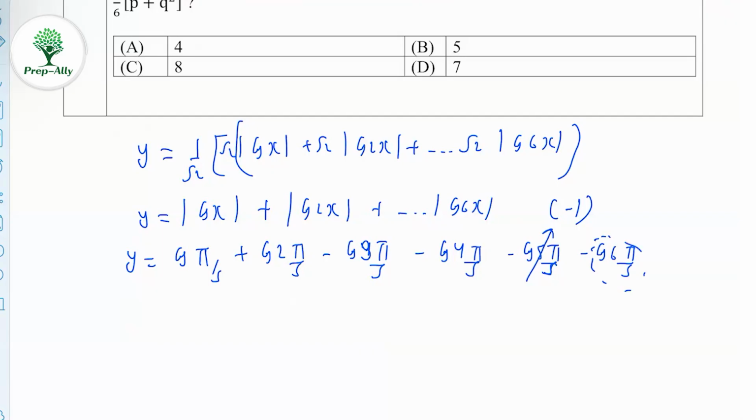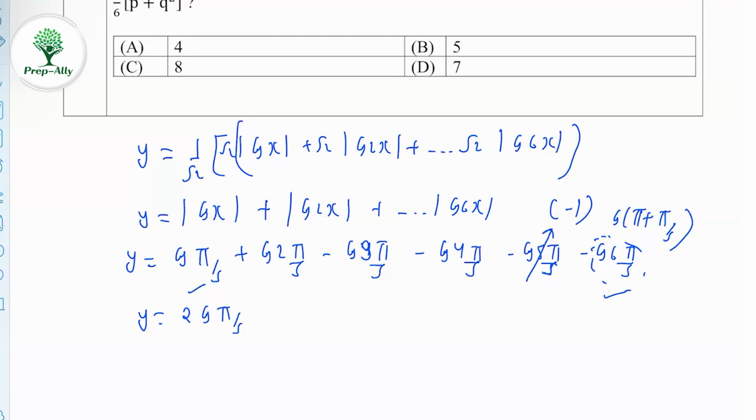Cos 6 pi by 5, what can you write? Cos of pi plus pi by 5. Cos of pi plus pi by 5 is minus cos pi by 5. So y is equal to, minus cos 6 pi by 5, which is cos pi by 5, plus cos pi by 5. So what will you get? 2 cos pi by 5.